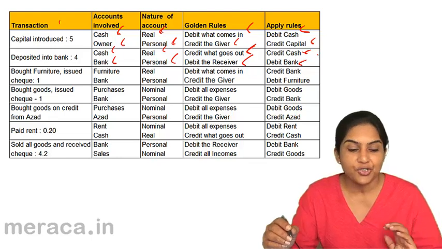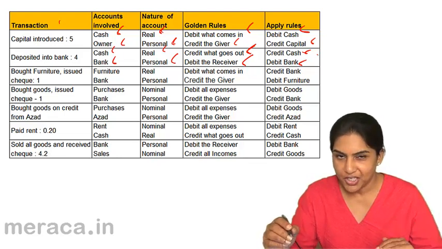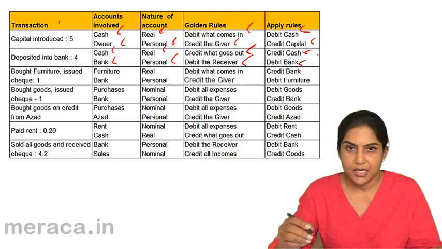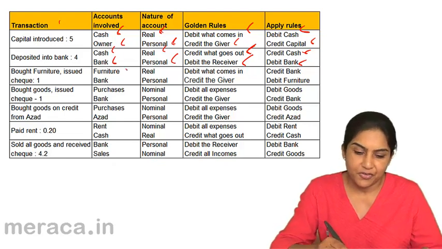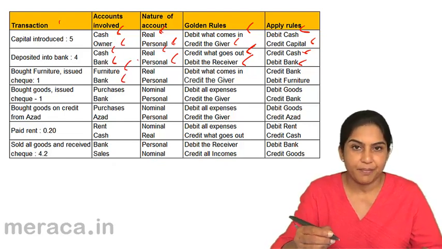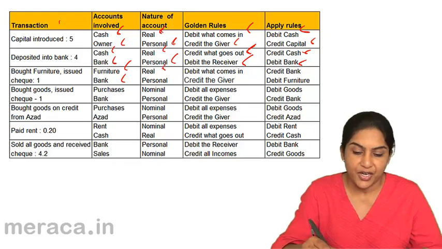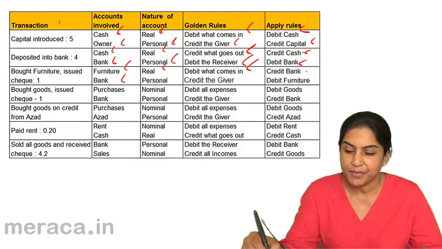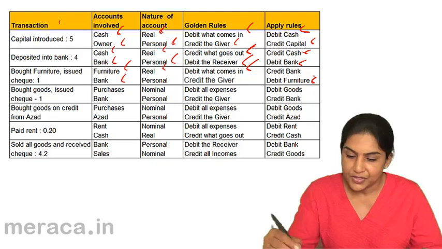Bought furniture, issued check. What are the accounts involved? Furniture, bank. What is furniture? Furniture is a real account. Debit what comes in. Debit furniture.